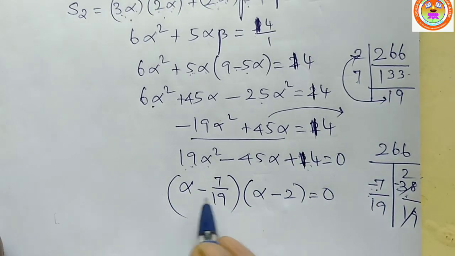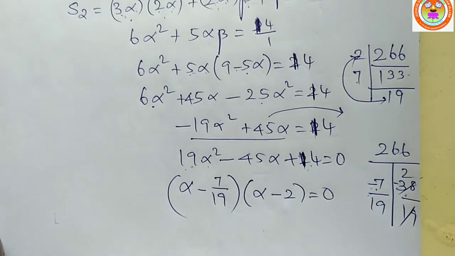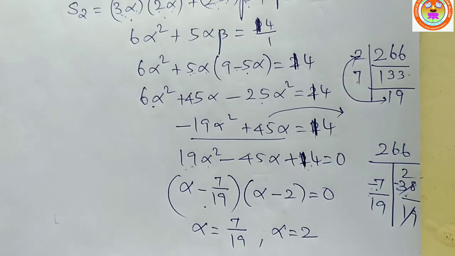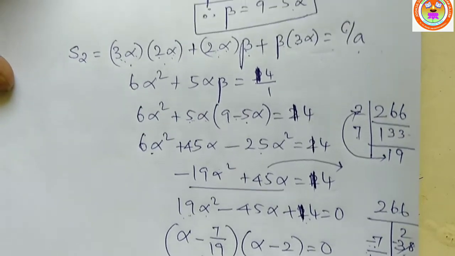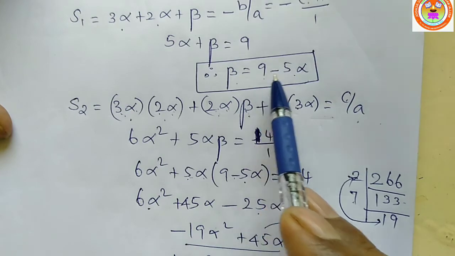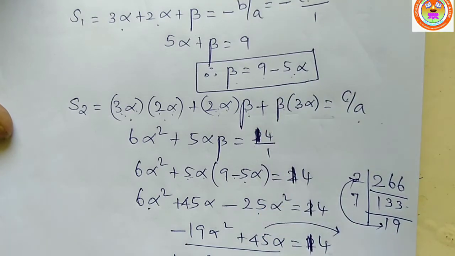So product of two terms equal to 0 means either the first term is 0 or the second term is 0. So alpha is equal to 7 by 19. Alpha is equal to 2. Now we are going to find out the value of beta. What is beta? Beta is 9 minus 5 alpha.